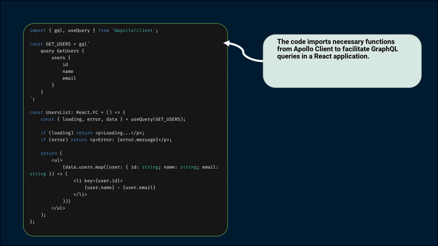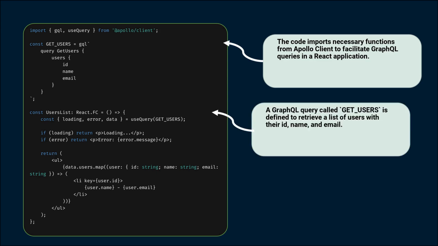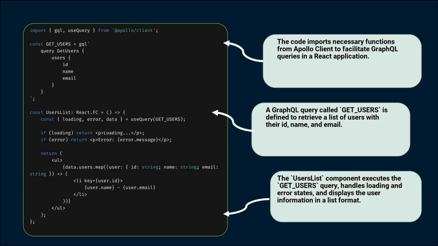We begin by defining a GraphQL query, GetUsers, with the gql tag, specifying that we want to retrieve the user's ID, name, and email. This structured query allows us to pinpoint exactly the data we need from the GraphQL API. Next, within our UsersList component, we utilize the useQuery hook to execute the GetUsers query. The hook returns three important properties: loading, error, and data.